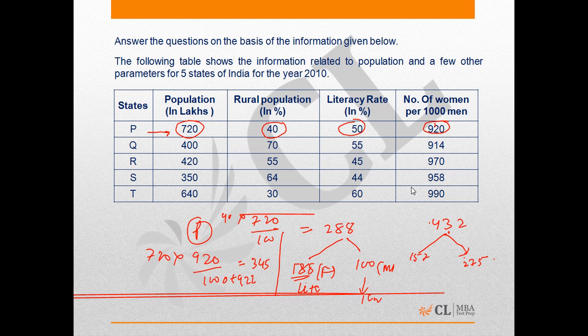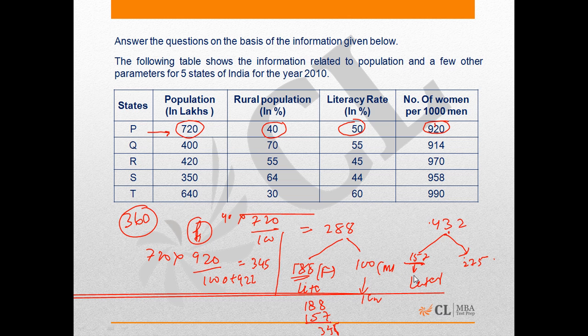So all these 157 lakh females must have been literate, and the total number of literate in state P was 50% of 720, which comes out to be 360. Out of 360, we have got 188 plus 157, which comes out as 345. So 345 lakh females could have been literate in state P, rural and urban population taken together, and the total number of literate people in this state in year 2010 was 360.